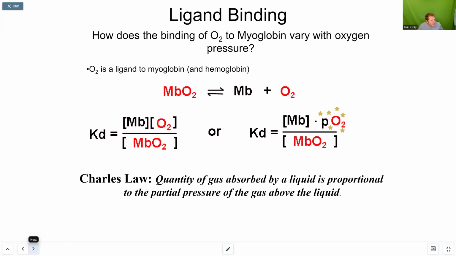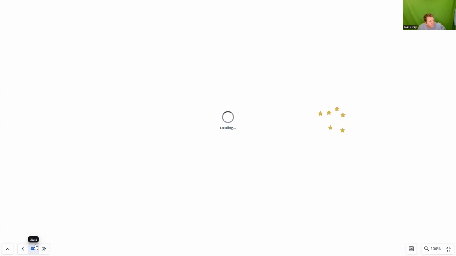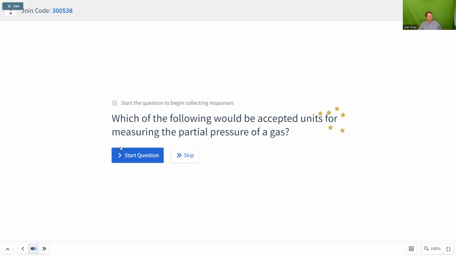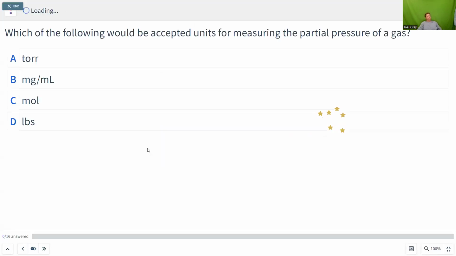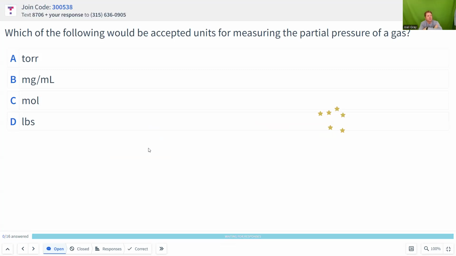So with that in mind, thinking about gases, a concentration of O2 is a corollary to our partial pressure of O2. Now we got a question with some wonderful little stars. Which of the following would be accepted units for measuring the partial pressure of a gas?